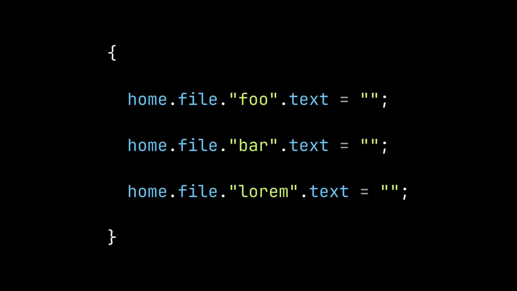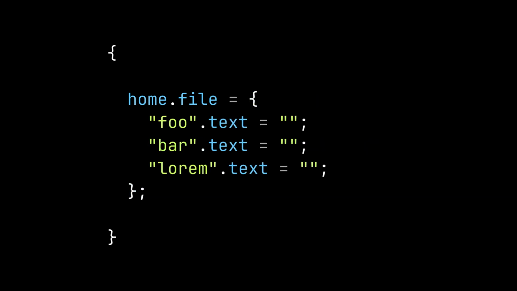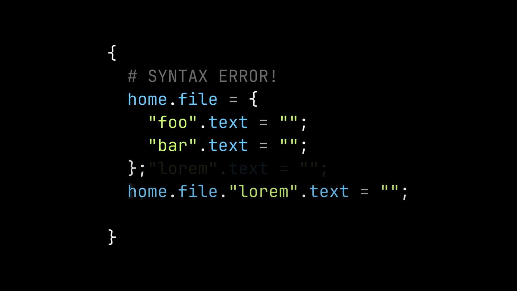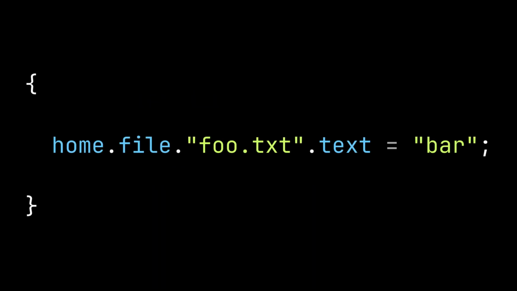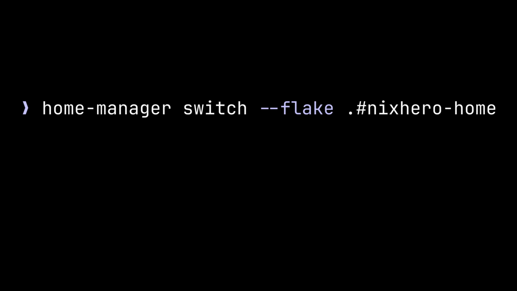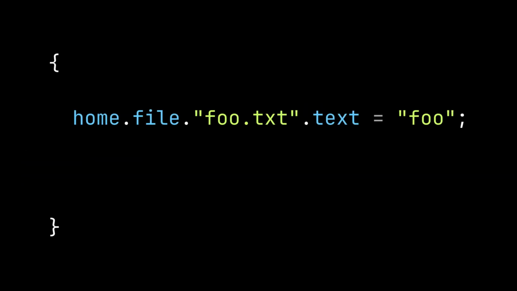You can set it for multiple files in one line style like this or in a key value style like this, but doing both would cause syntax error. So let's create a file named foo.txt with content bar. After you run Home Manager switch command, you should see a symlink named foo.txt on your home directory with content bar. So you just define the file content using Nix string with double quotes.